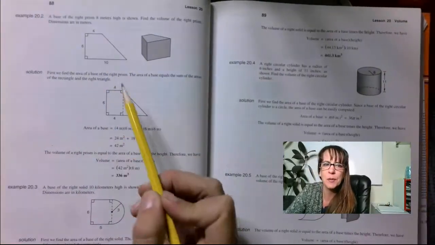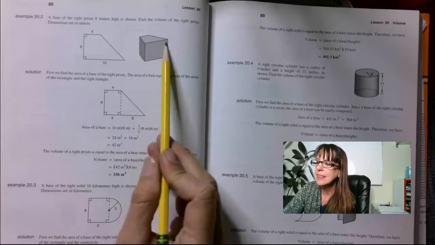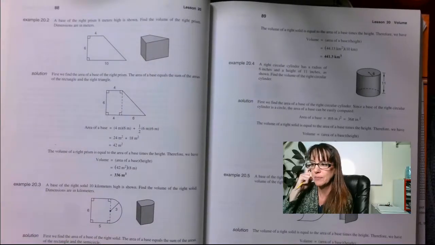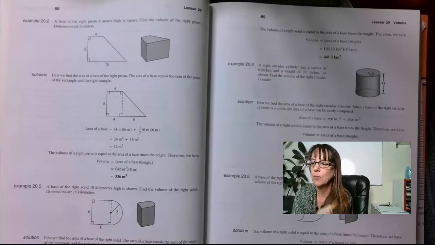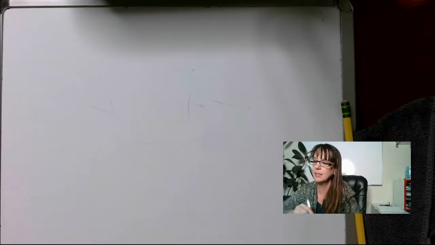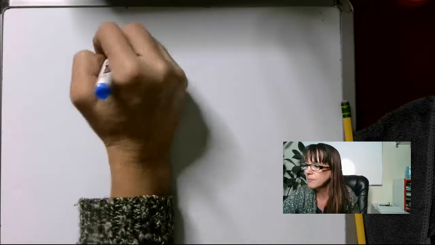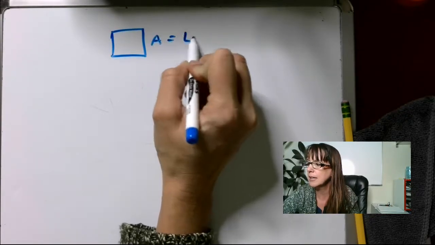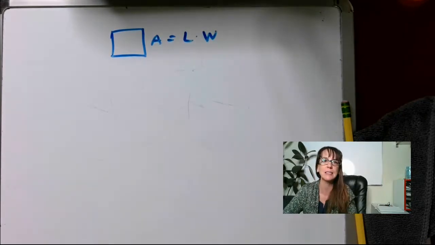So there's another prism right here. This is a trapezoid. Now, let's go back to talking about this. So let's just refresh: the area of a rectangle, area equals length times width, right? Length times width.